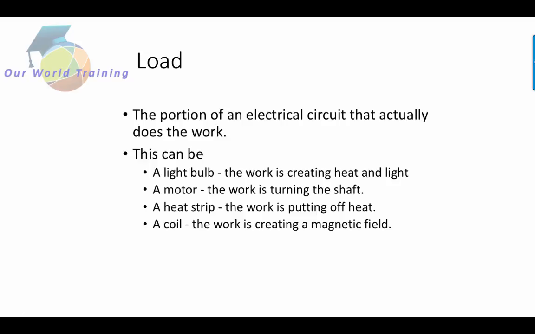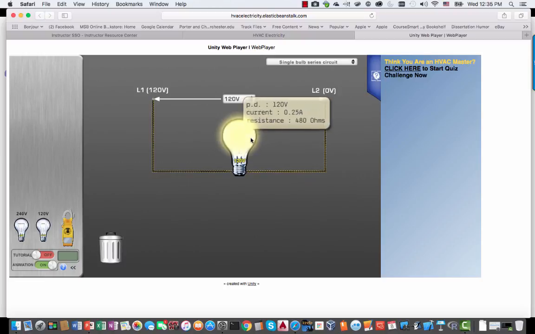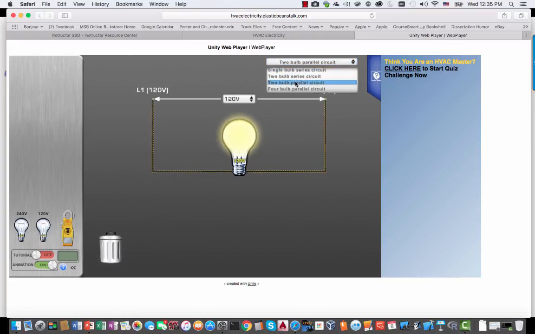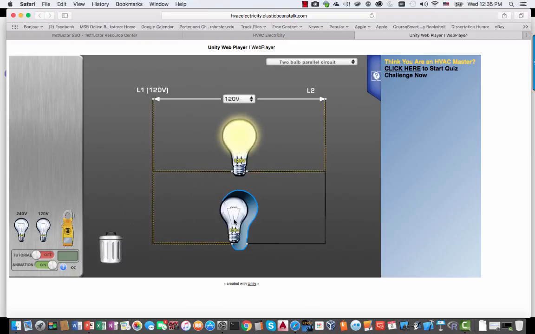A load is the portion of electricity that does work. It can be a light bulb, could be a motor, could be a heat strip, could be a coil. So if we go back over here to my simulator, the load is that light bulb. It's something that does work. Doesn't have to be a single light bulb, could be 2 or more light bulbs. And again, if I have 2 light bulbs in here that are doing the work, we have 2 light bulbs.